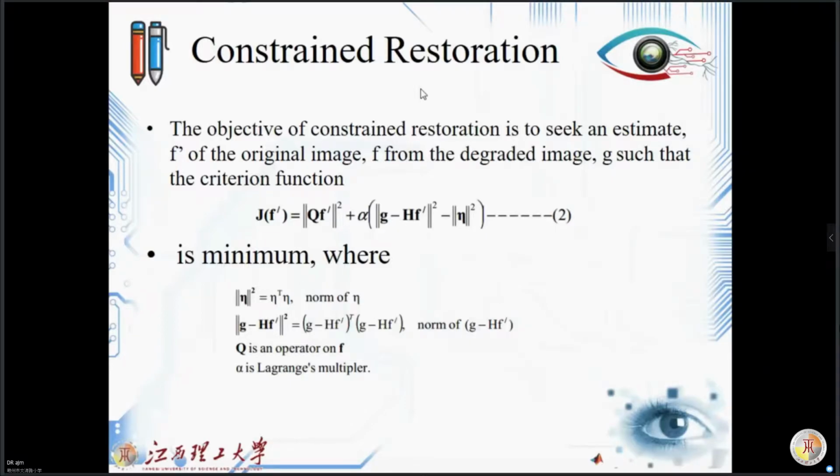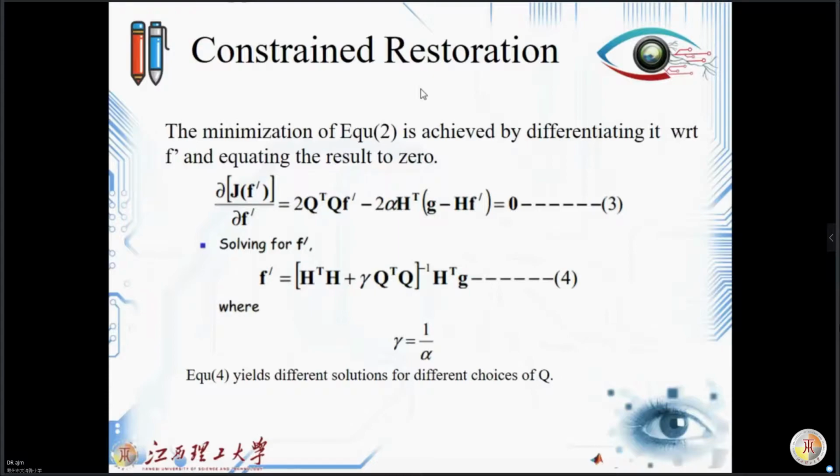Okay. Now we will see one term, alpha, as the Lagrange multiplier and Q as the operator on f. Again, if I want to minimize equation 2, I should differentiate it with respect to f prime, and equation number 3 will come. Then from equation number 3, if I solve it, I can have another form of f prime, which is in the form of constrained restoration, and then lambda, which is equal to 1 divided by alpha. This yields a different solution for different choices of Q, and then I can have the constrained restoration formula and modeling.